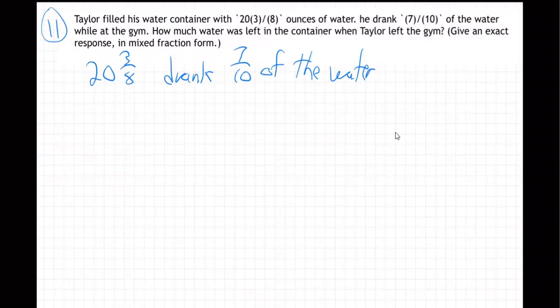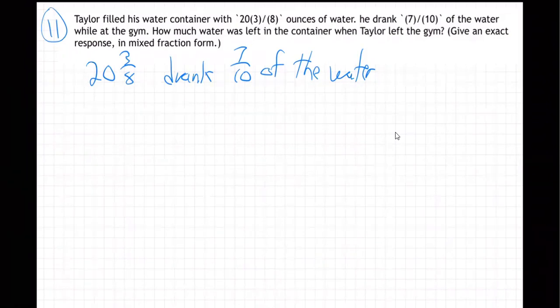Okay, so what are we going to do? He drank 7/10 of the water, and they're asking us how much water was left. There's a couple ways you could do this problem. Probably the easiest way is just to think this way.